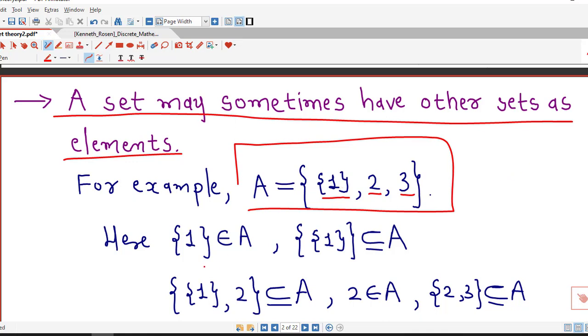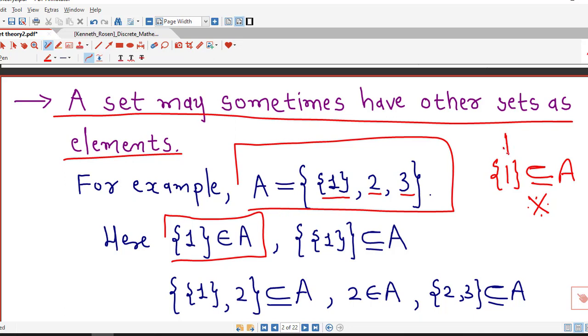So here {1} is a member of A, but 1 is not a subset of A. If I write that 1 is a subset of A, then this is not correct, because now the set containing 1 is a member of set A. We can write in this way that the set containing {1} is a subset of A, because now this member is a member of this set and it is present in this set A also. So this set is a subset of set A.